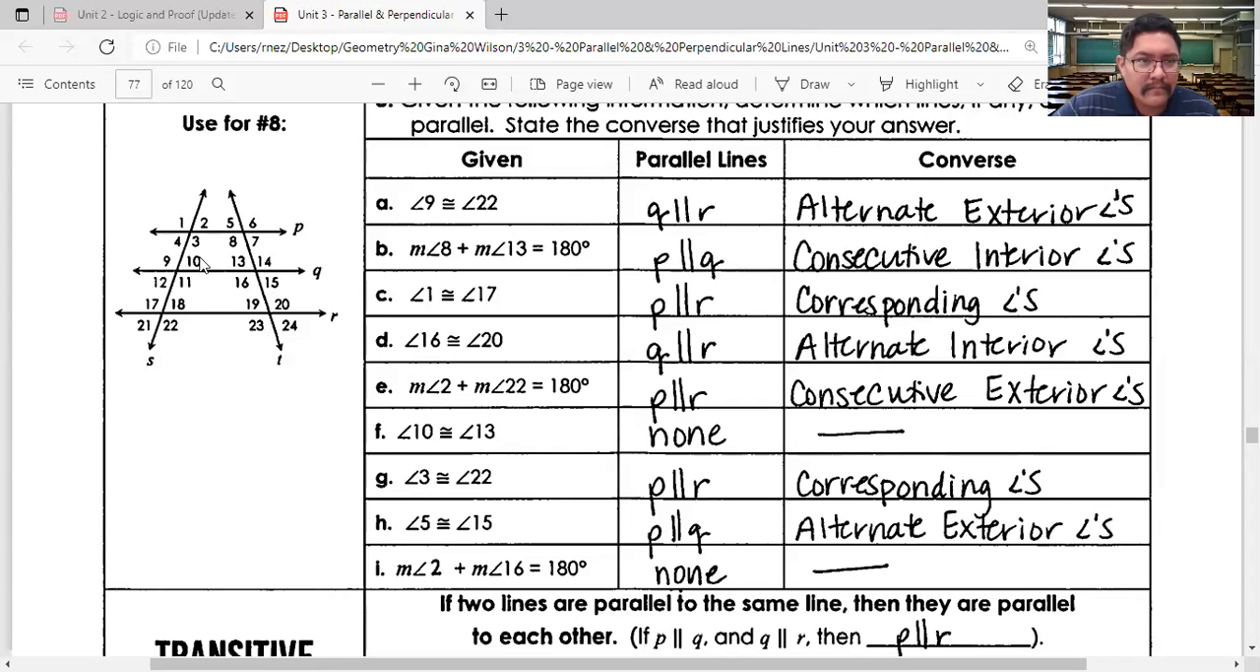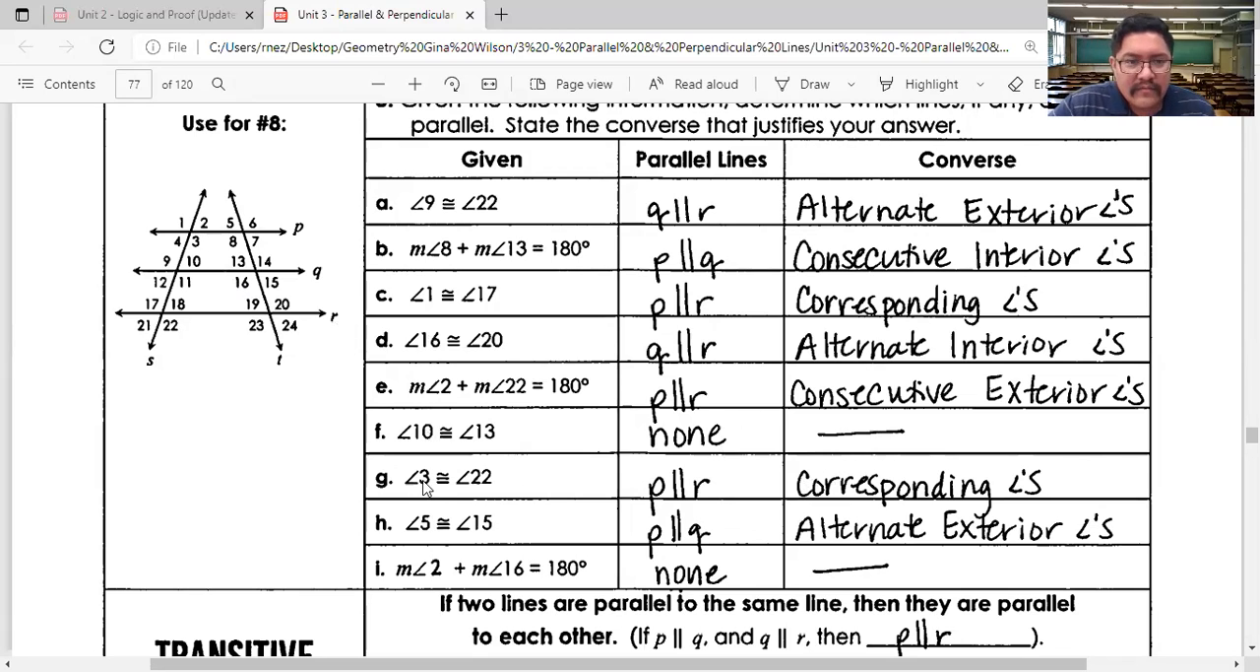So 10 and 13, here and here. 10 and 13, well, they don't have anything going on because they're both on P, and S and T are obviously not parallel. So knowing 10 and 13 are congruent doesn't prove anything. It uses none of those things that we covered. So that's why it's none, and we don't have to put anything here because it's not proving that it's parallel.